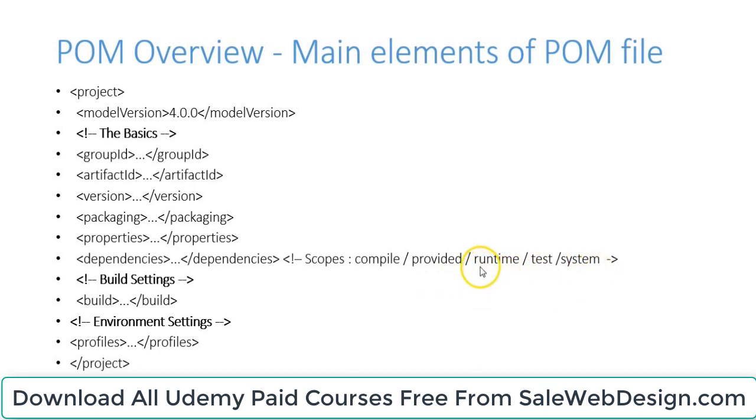The third type of scope is runtime. This scope indicates that the dependency is not required for compilation but is for execution. It is on the runtime and test class paths, but not the compile class path. Test class paths are used during unit testing, as mentioned earlier.